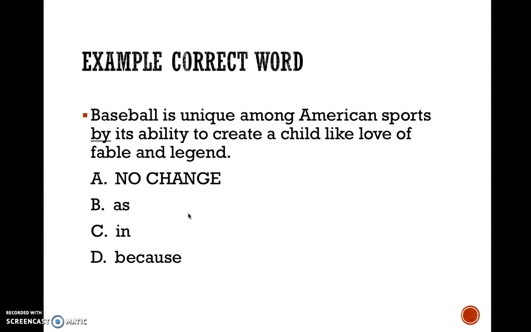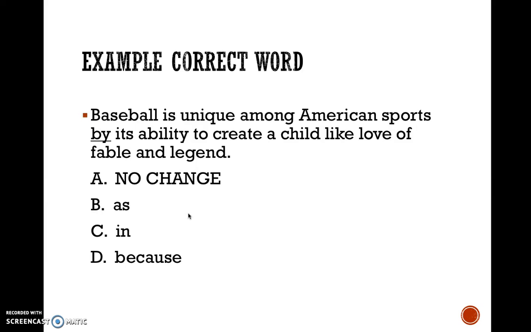So this reads, baseball is unique among American sports by its ability to create a childlike love of fable and legend. So we have to really plug in to see if this works. We should be able to immediately begin to eliminate answer choices. Like by its ability, that's not quite right. It doesn't grammatically work. But if you take a look at the answer choices, let's plug in. Baseball is unique among American sports as its ability. That doesn't sound right at all. We can eliminate that one.